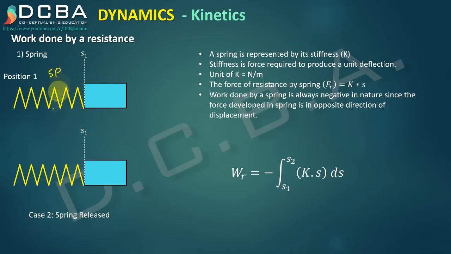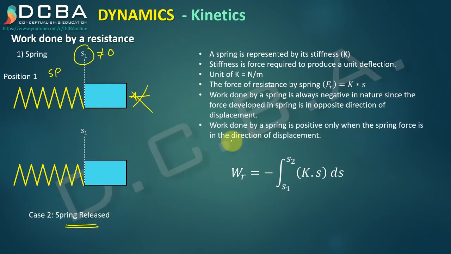This is the stretched position, because I was applying a force. But now I am removing this force, and mind you, here now S1 is not equal to 0. This is position 1 of the spring, and position 2 will be after it has retracted back to its unstretched position. So this is case 2, when the spring is released. In this case, the work done by the spring is positive only when the spring force is in the direction of displacement.